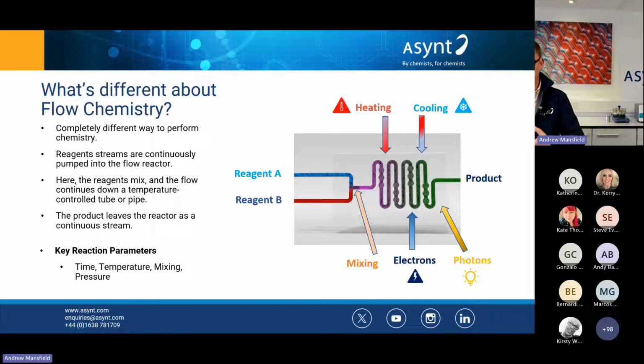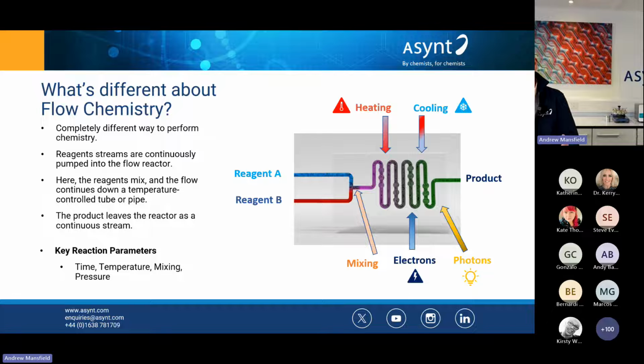So we have solutions of our starting materials, our reactants and reagents. We pump those into some kind of fluidic channel. They mix and then pass through a flow reactor, some kind of capillary. And we can heat and cool, and we can even carry out photochemistry and electrochemistry continuously. Our reagents are continuously pumped, they continuously react, and they elute. So that's the flow part of flow chemistry.